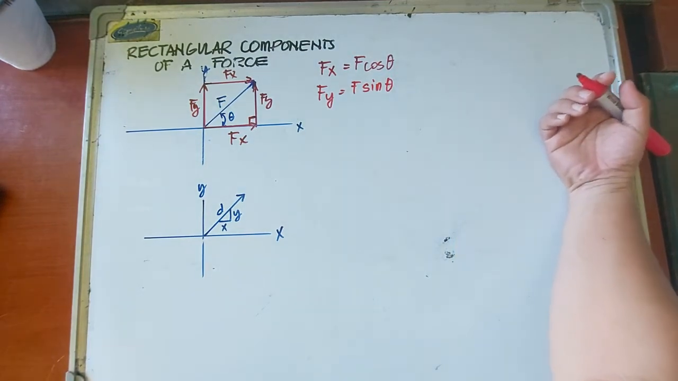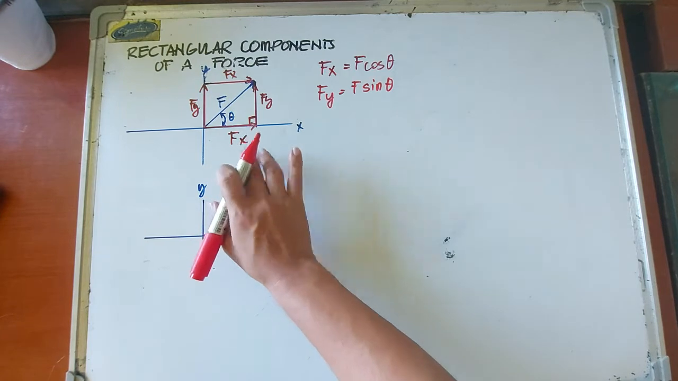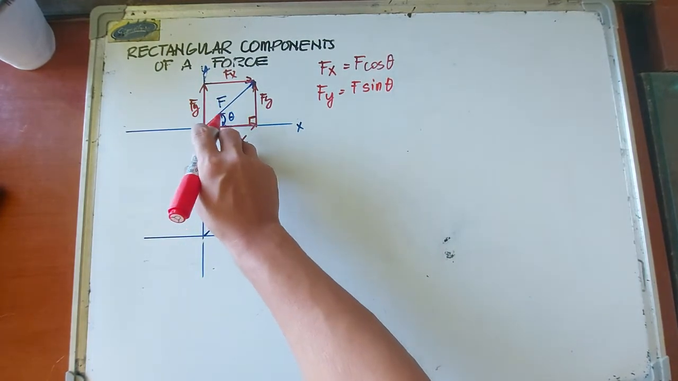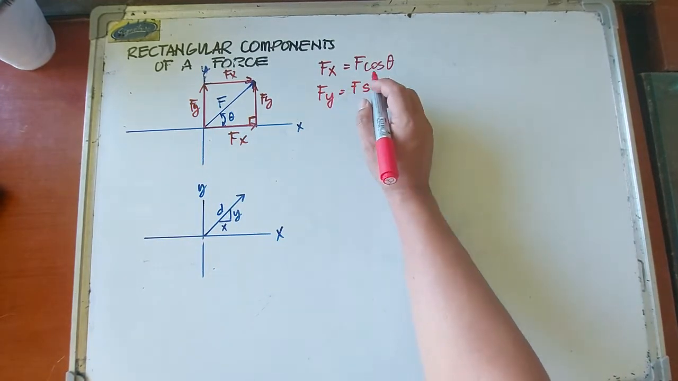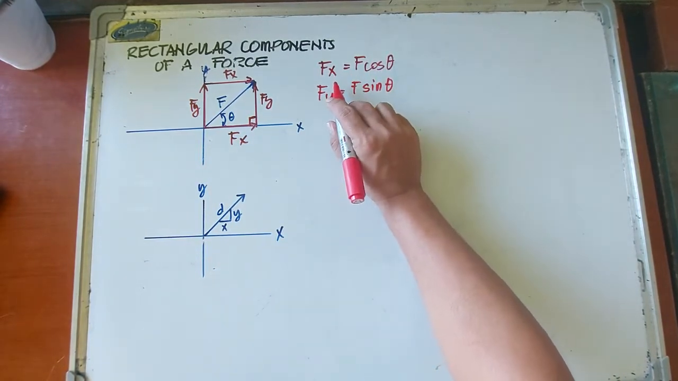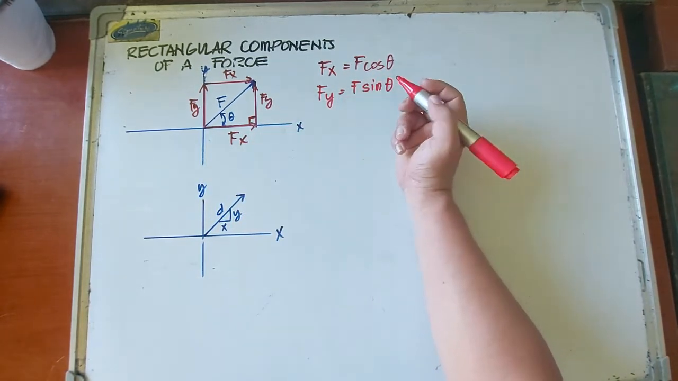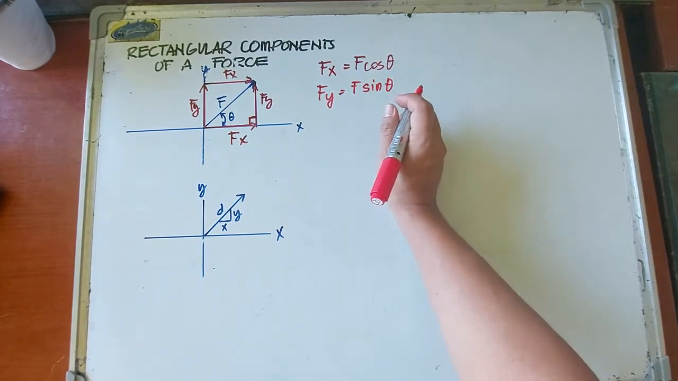So ganun lang, kasimple. So if you want to solve for the component of f along x-axis, of course given that the angle is measured from the x-axis, then fx is equal to f cosine theta, adjacent side. This is the opposite side, which means that fy is equal to f sine of theta.